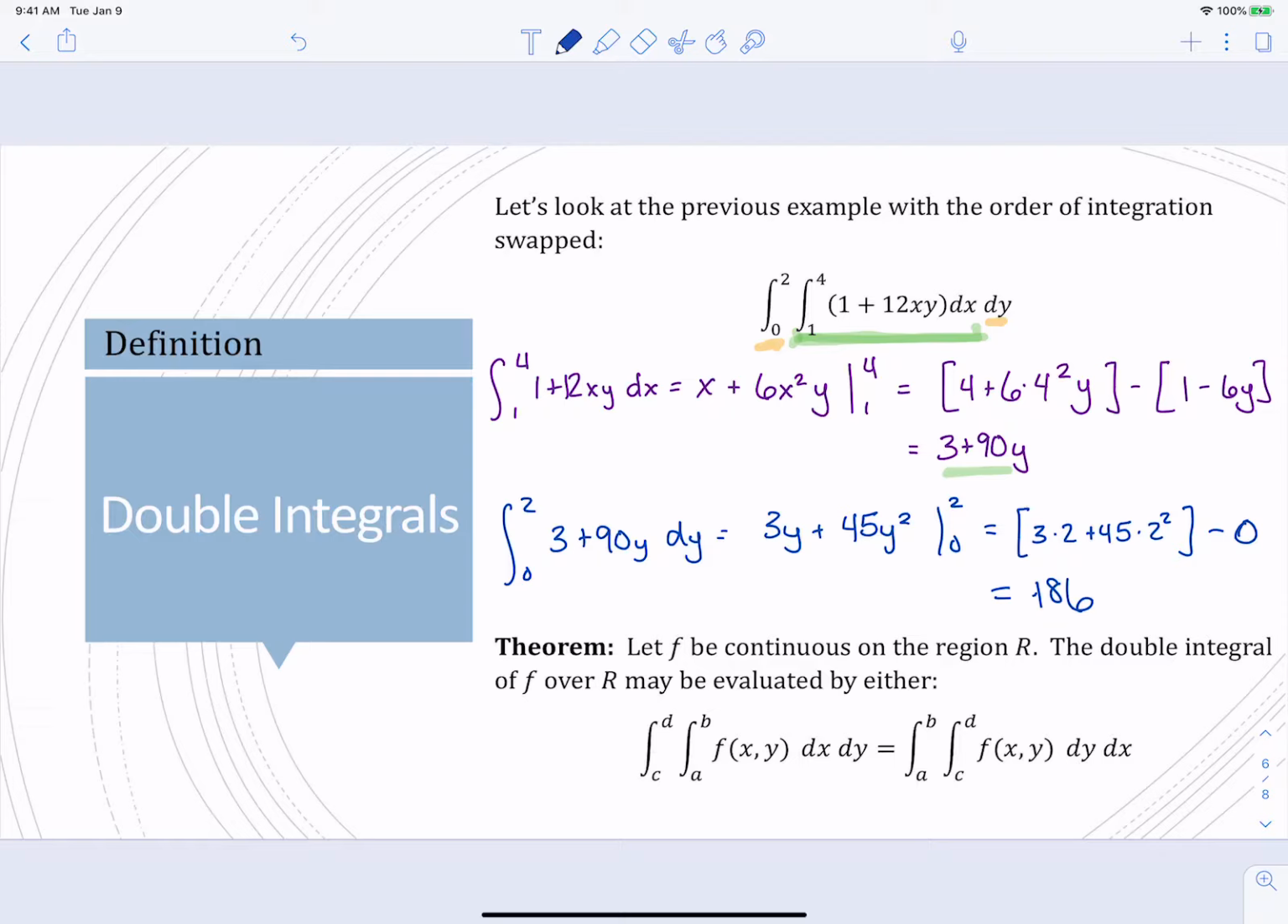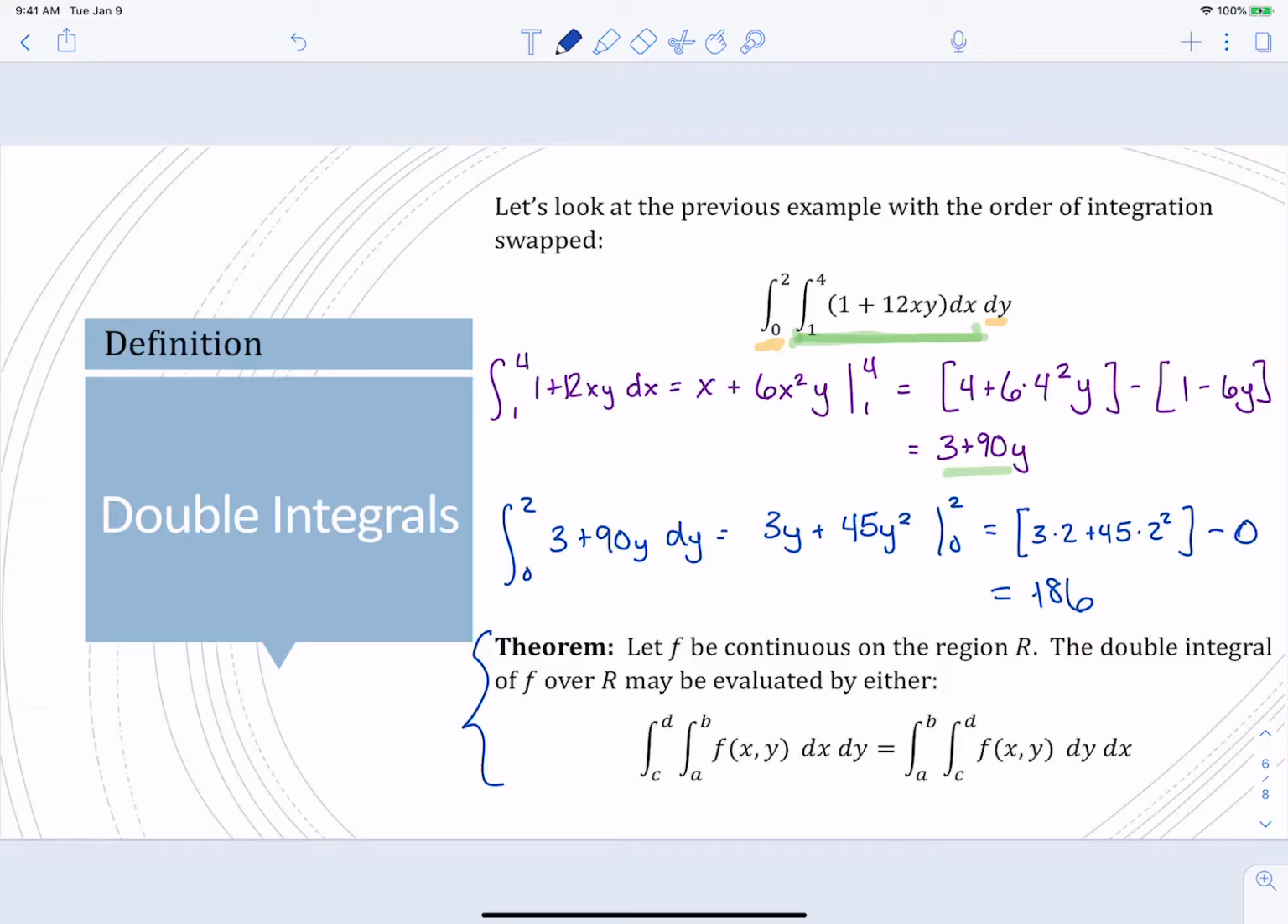And what's nice about this, because this is going to be helpful particularly in the next section, is that it actually doesn't matter what integral you take first, whether you do your integral with respect to x first and y second, or y first and x second. It really doesn't matter. It's going to work the same either way. So that's something nice about these double integrals.